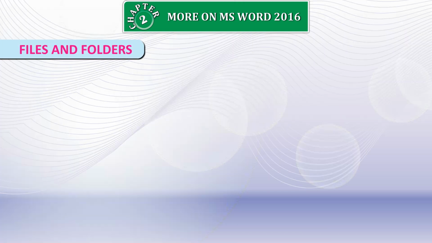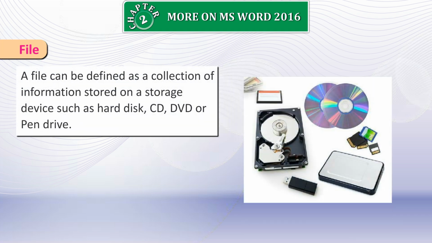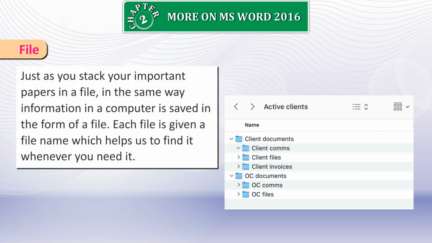Files and folders. File. A file can be defined as a collection of information stored on a storage device such as hard disk, CD, DVD, or pen drive. Just as you stack your important papers in a file, in the same way, information in a computer is saved in the form of a file. Each file is given a file name, which helps us to find it whenever you need it.